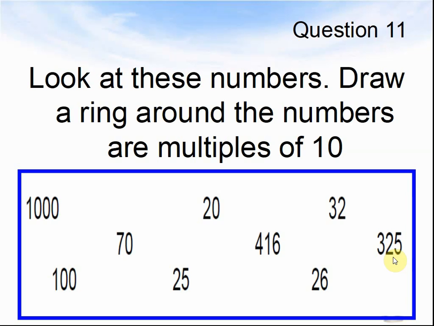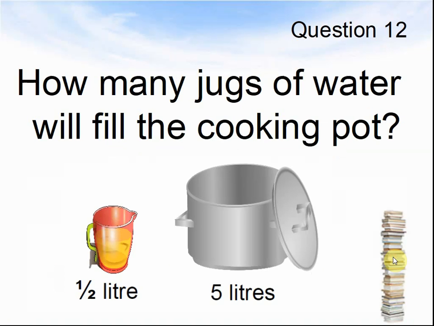Here comes question 12. Question 12. How many jugs of water will fill the cooking pot? You have a half litre jug and a 5 litre pot. Pause the video until you're ready for the next question.